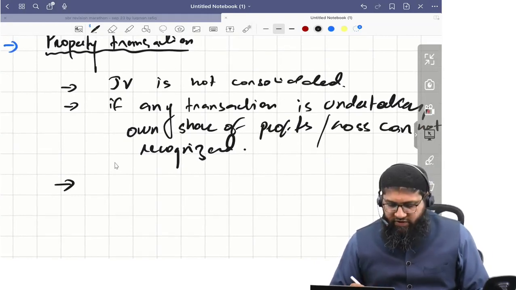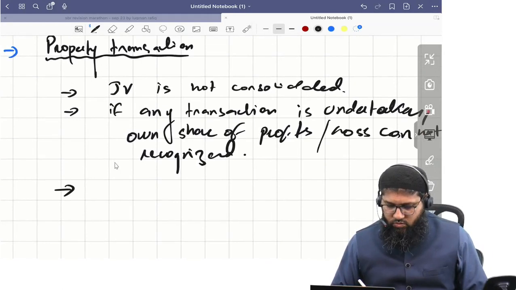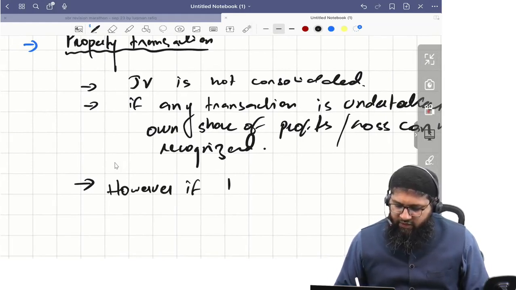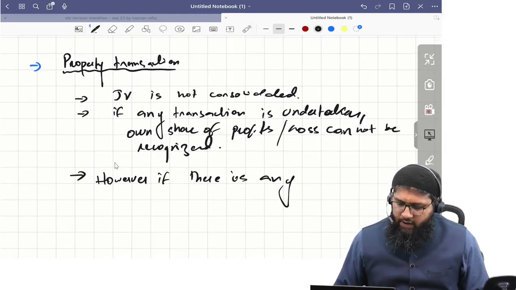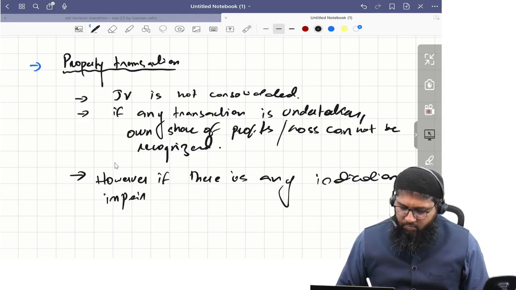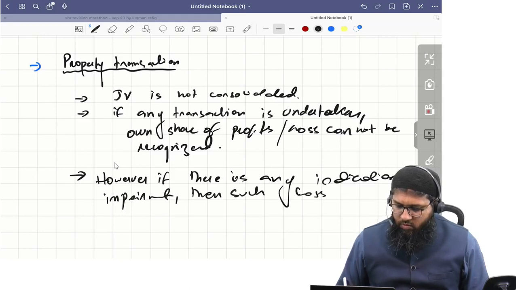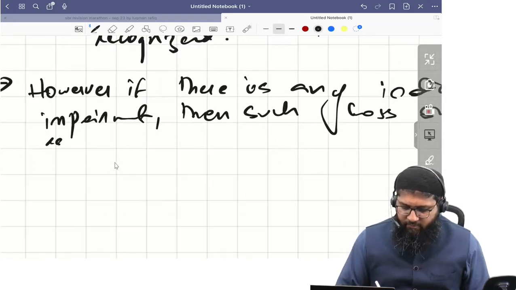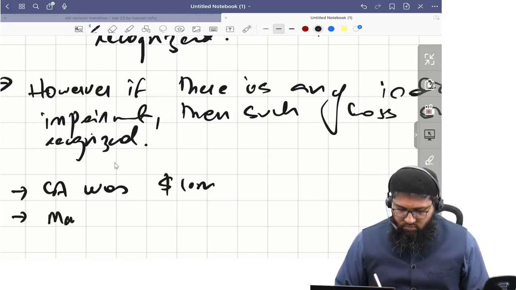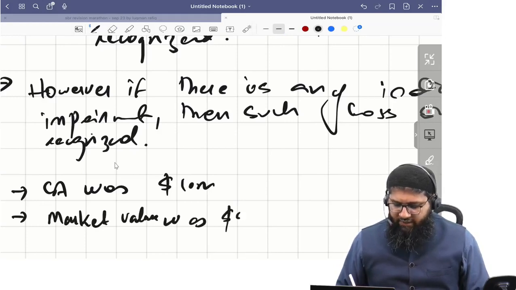Furthermore, you got to understand a few more things. However, if there is any indication of impairment, then such loss shall be recognized. Carrying amount was $10 million. Fair value, or rather the market value, was $8 million, right?